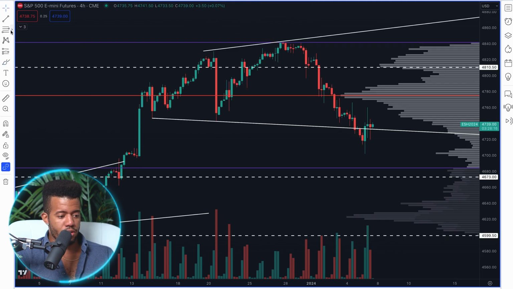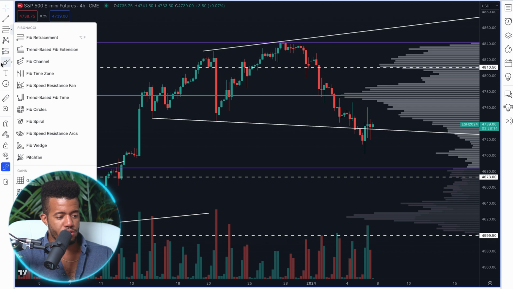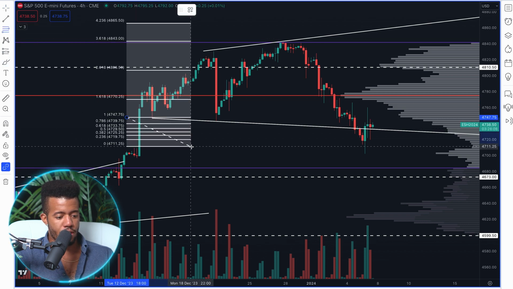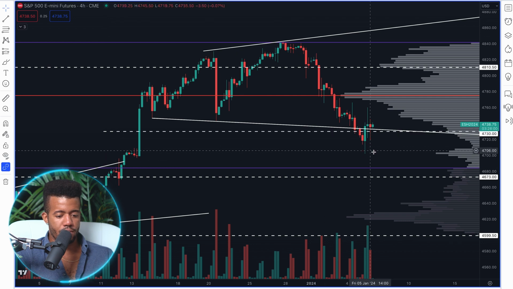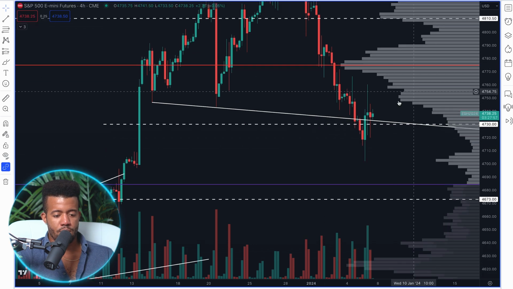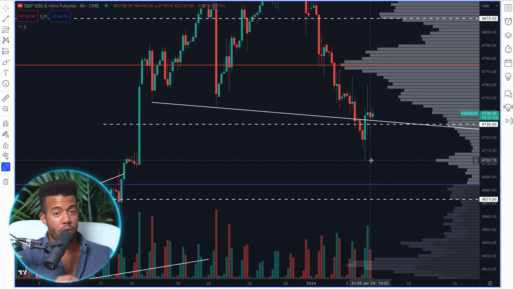My thesis last week, just to be accountable, was that we were going to come to the 50 fib of this gap. There's this gap right here. The 50 fib is 47.30. So let's do a line at 47.30 and we'll do option J for that. So I thought we were going to come down to the 50 fib and bounce. See that we went well through that, but it could be a trap.